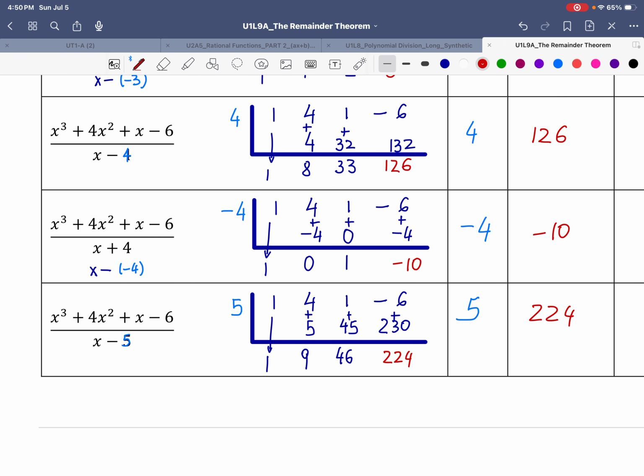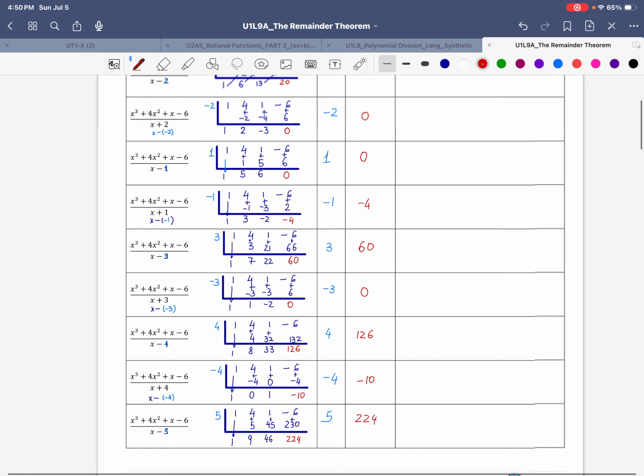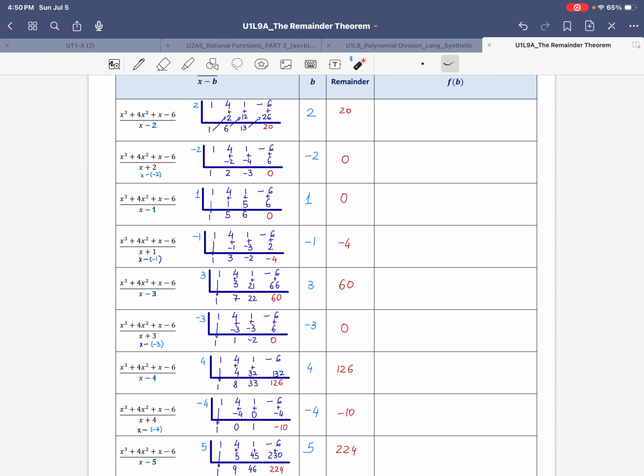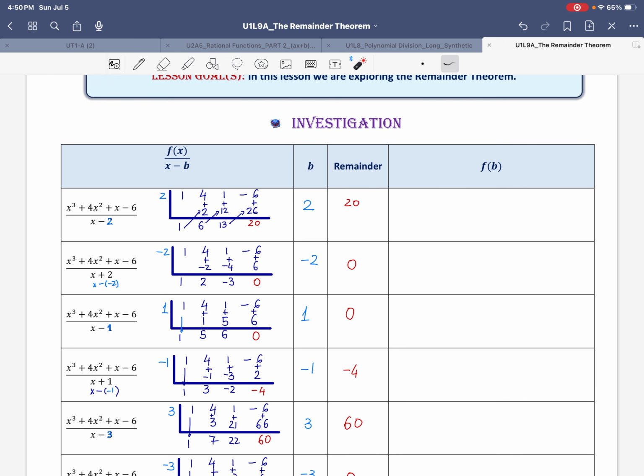So we performed the division, so what? Well, we found out what the remainders are. And we did that by following all the step-by-step division. The next thing that we want to do is find the value of f at b. Now remember that f is the name of the numerator here, f of x. So to find f of b means for the first one to find f of positive 2. And in the next division, we have to find f of negative 2. Because b is negative 2.